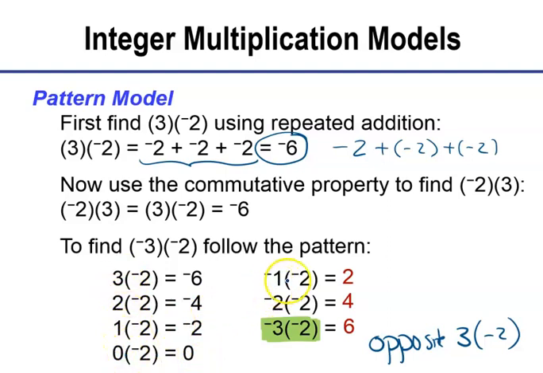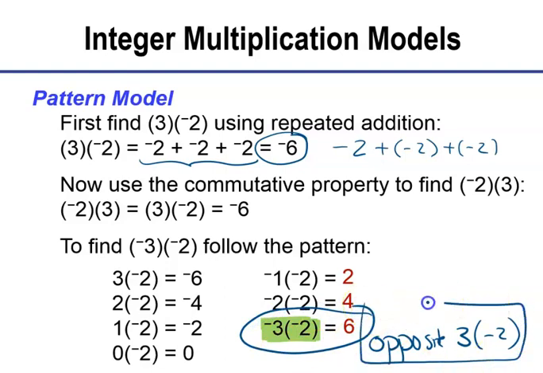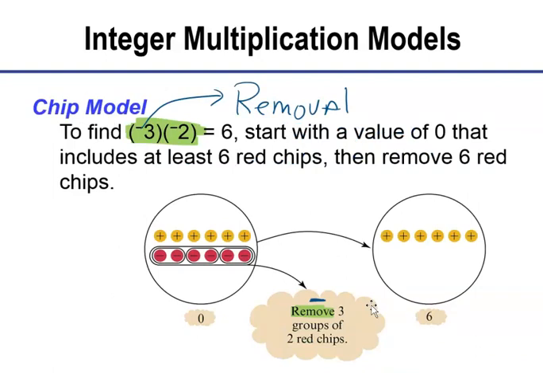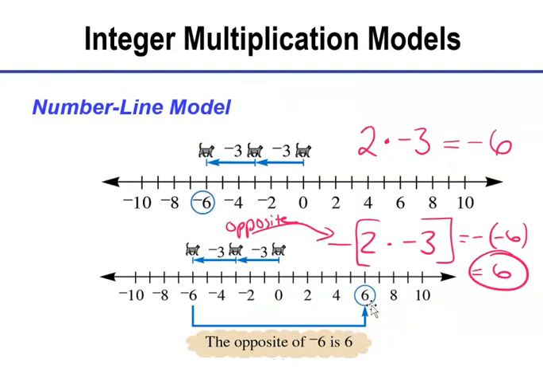Now it's negative 1 times negative 2 must be 2 if we keep adding 2. Negative 2 times negative 2 must be 4. And finally, negative 3 times negative 2 must be 6. And that's a different idea than what I have written here and what we did when we modeled with the chip model, or what we did when we took a look at the number line.